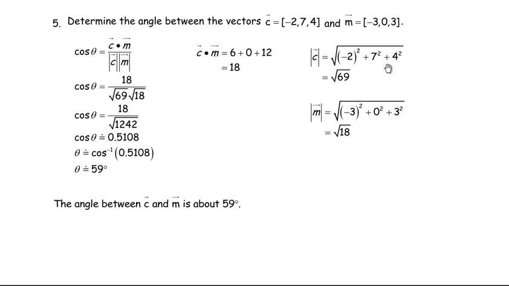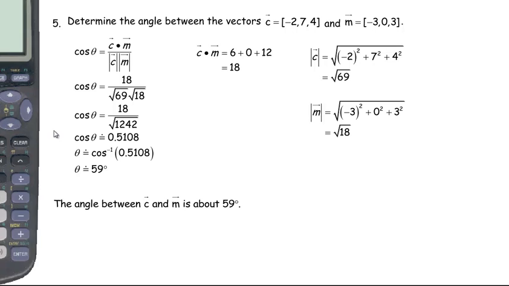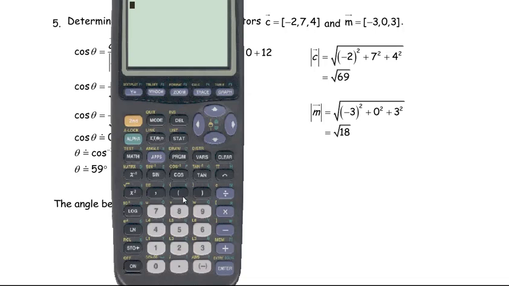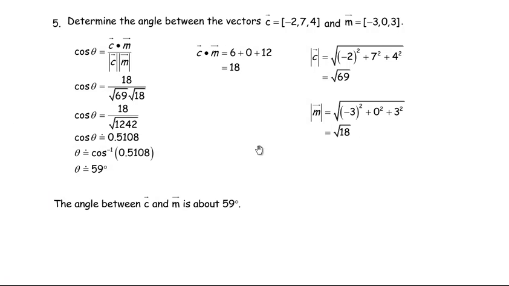And I need the magnitudes of the two vectors. So -2 squared, and maybe we'll do this in the calculator here. So underneath the root here, it's -2 that we're squaring, plus 7 squared plus 4 squared. So we get the square root of 69 for the length of C, and then for M, so we're squaring -3. I won't bother to type in the 0 squared. They're both going to be 9 anyway, and 9 add 9 is 18. And so that's the magnitude of vector M. So my 18 goes here, root 69 times root 18. If I multiply 69 by 18, I get 1242.